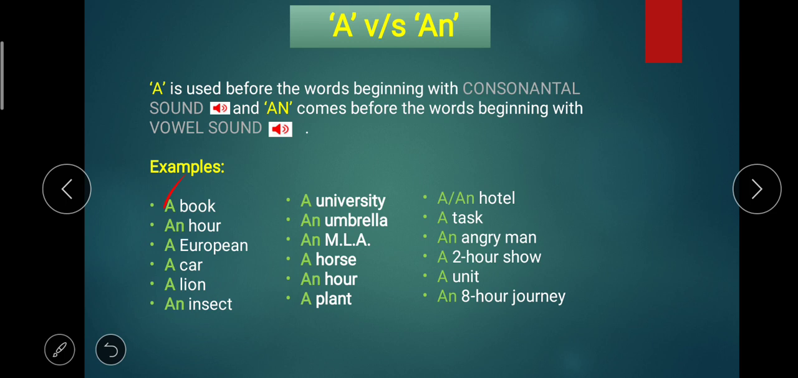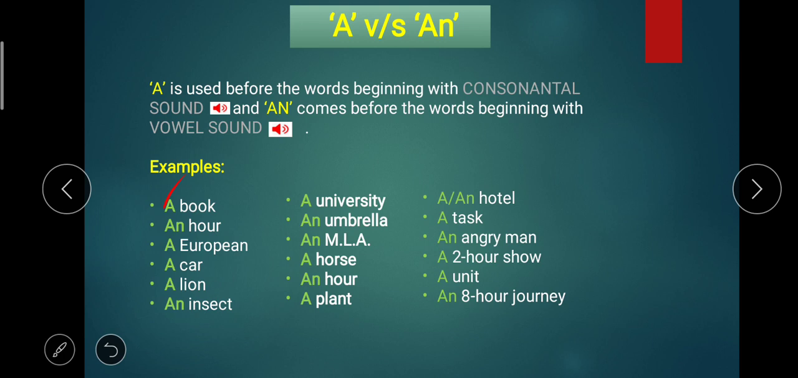An hour. We can see the spelling of hour is H-O-U-R, H being a consonant, but it's silent. The first sound that comes out is ow, and that's why this is a vowel sound.